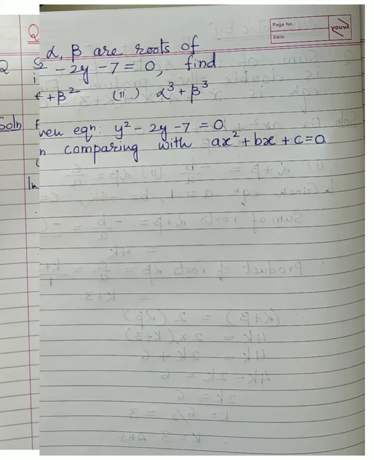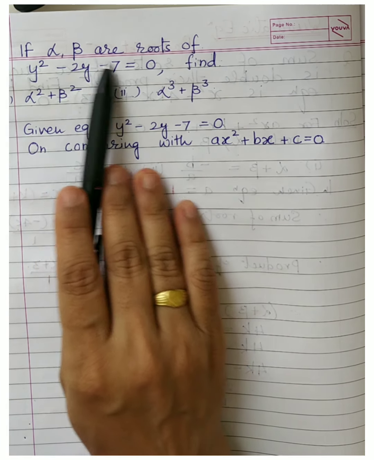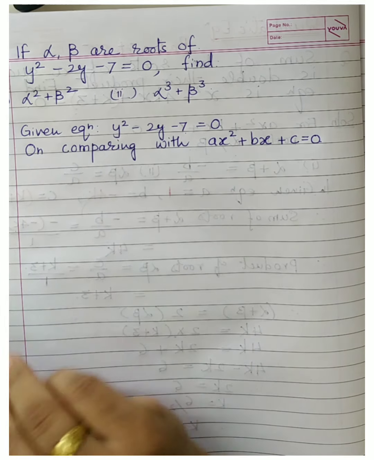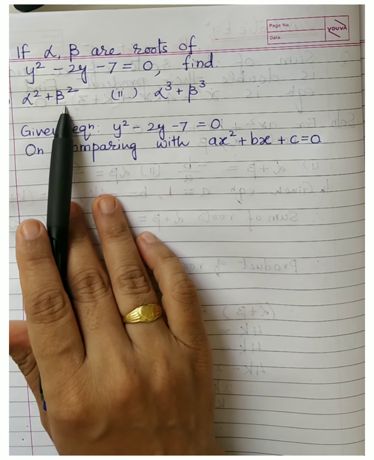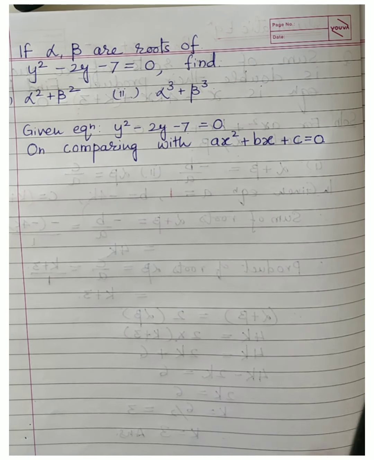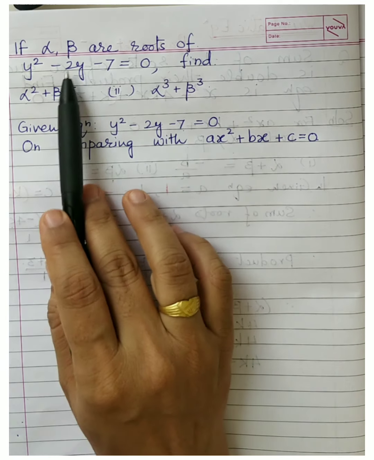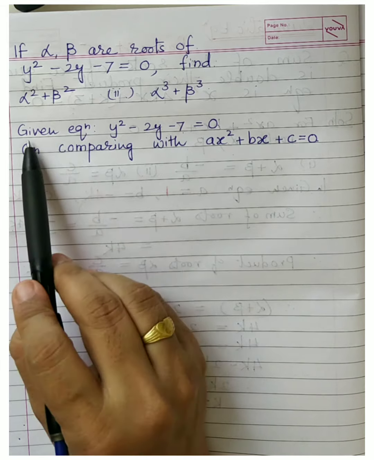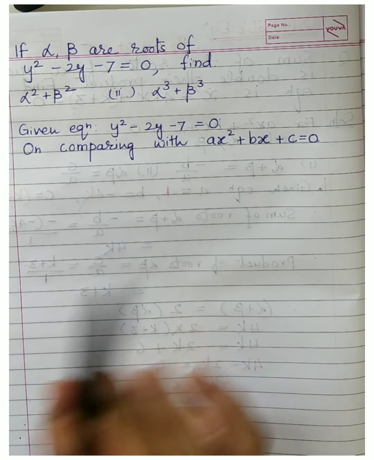Okay. One more question, you see. If alpha and beta are roots of y² - 2y - 7 = 0, find alpha² + beta² and alpha³ + beta³. Now here what you need to understand is that alpha and beta are to be considered as roots of the given equation. So let's find out the given equation: y² - 2y - 7 = 0.